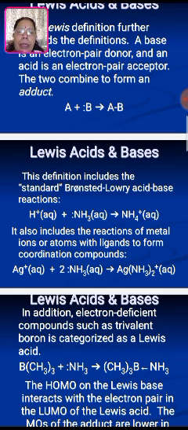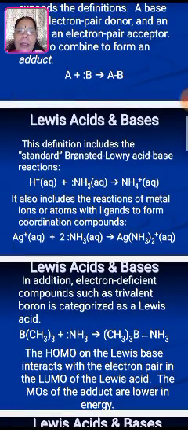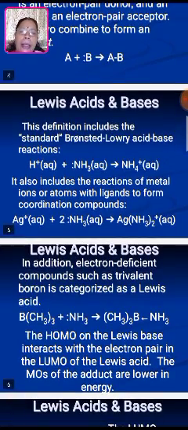It also includes the reaction of metal ions or atoms with ligands to form coordination compounds. You know the coordinate bond is one in which the electron pair is donated by one atom to another, and the molecule formed is a coordination compound, coordinated by the metal. See the silver ion in aqueous condition, which combines with two molecules of ammonia; there is the formation of the silver ammonia complex.